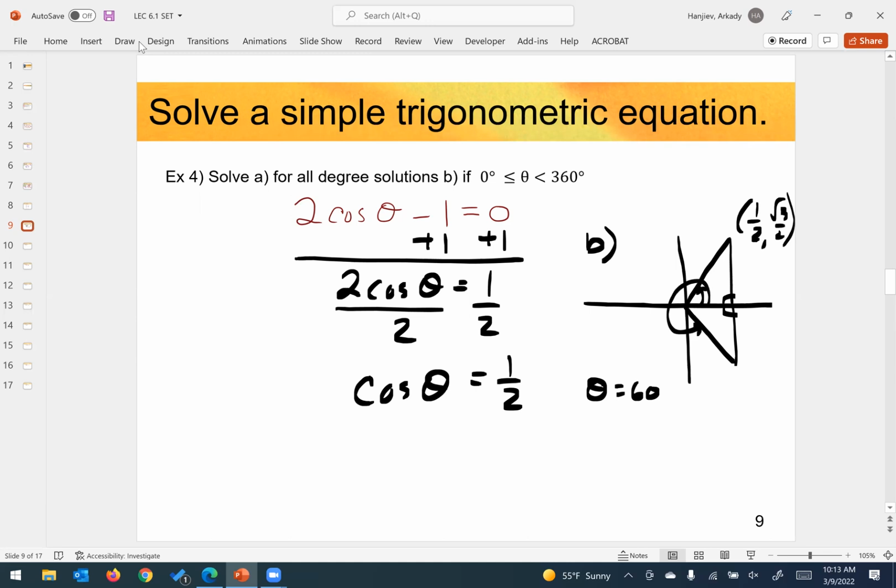Coming all the way across here, that gives you another positive 1/2. This is a negative √3/2 this time. And again, I'm drawing it out. You guys are just looking at a unit circle at this point, right? It is 300.